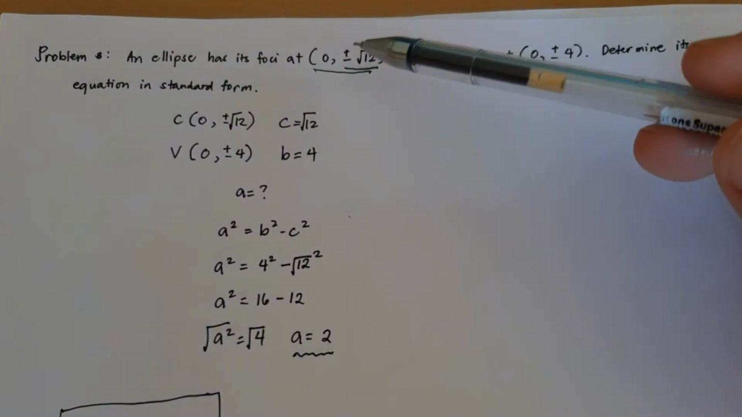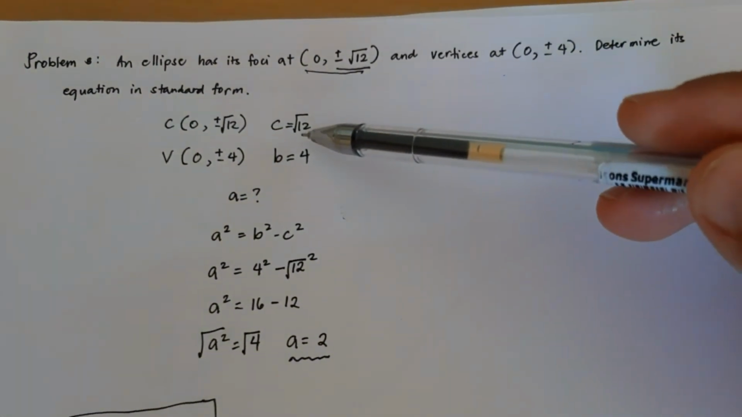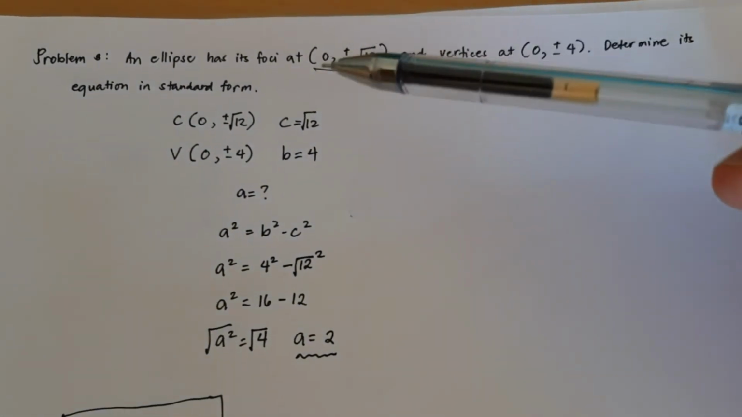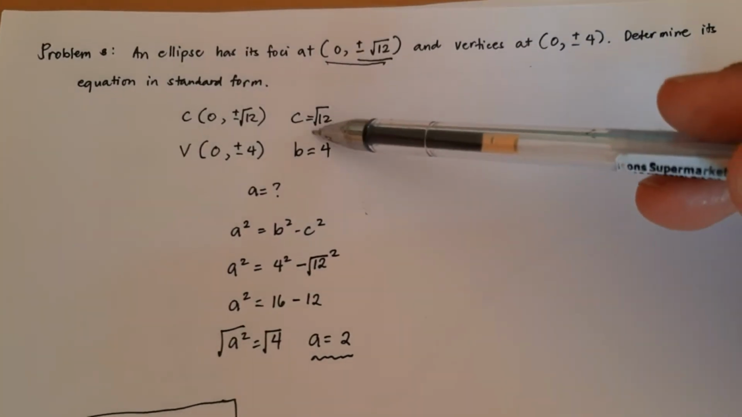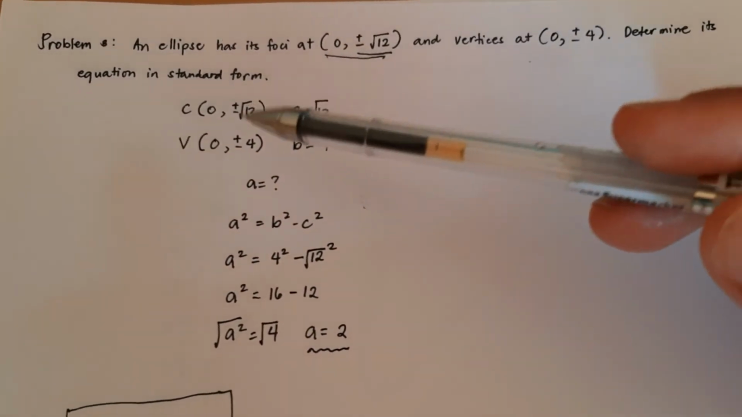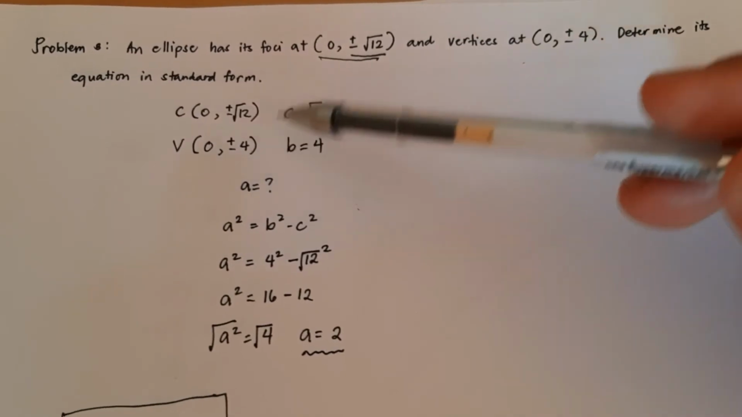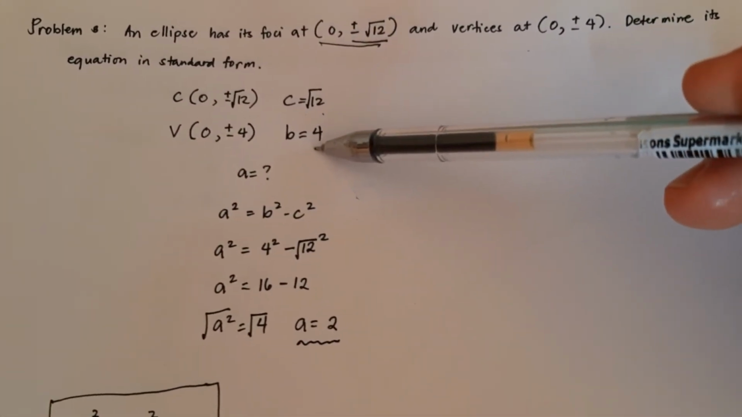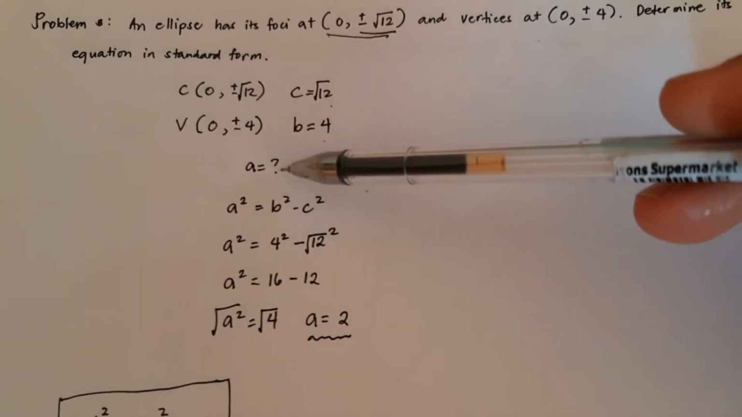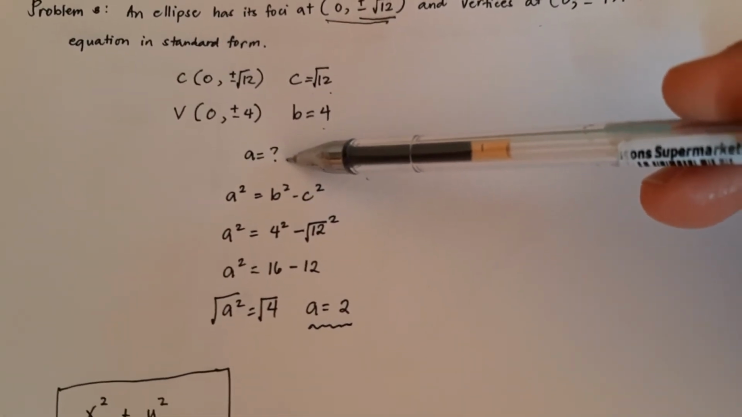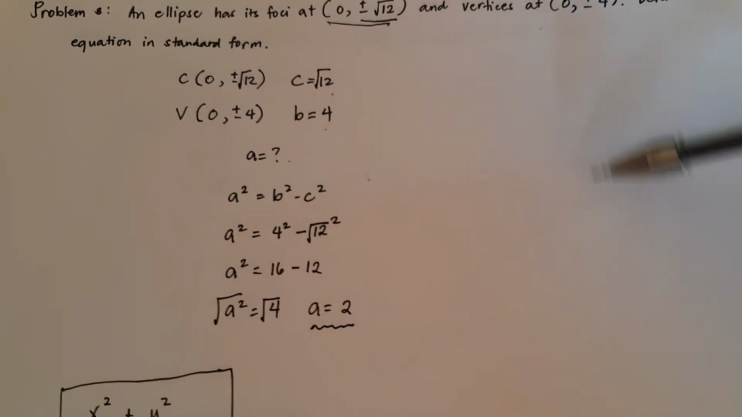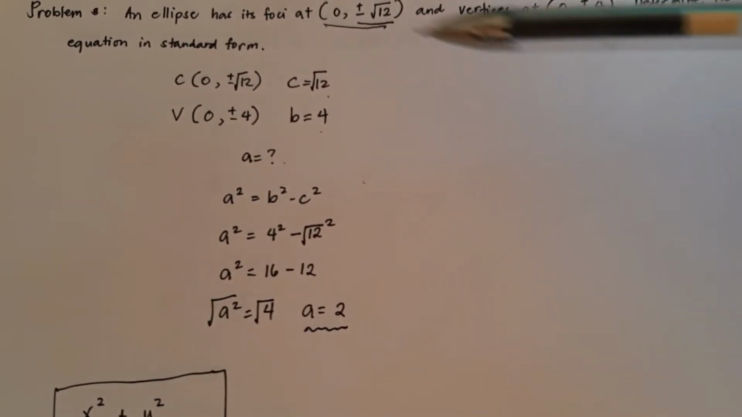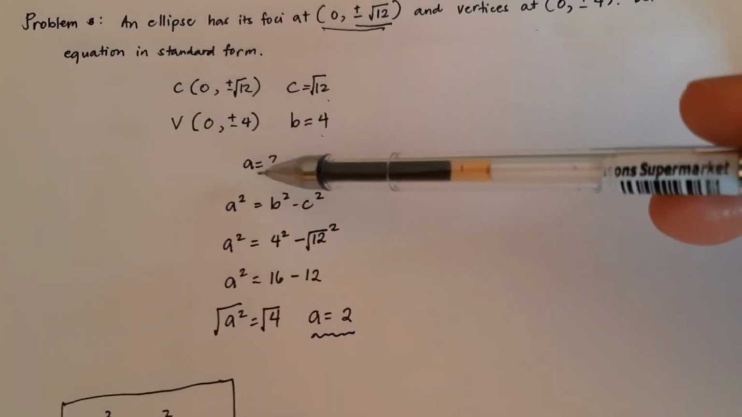So, since ang foci mo ay 0, positive, negative square root of 12, therefore, ang value ng c mo is square root of 12. So, ang vertices mo ay nasa 0, positive, negative 4, so therefore, ang value ng b mo is equal to 4, so nawawala ang intercept. Since nasa y-axis ang kanyang major axis, ang magiging intercept mo na ay si A.